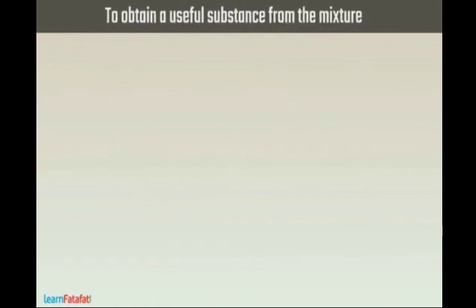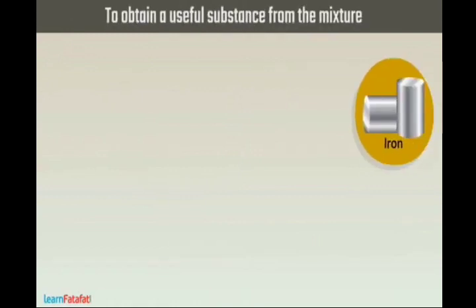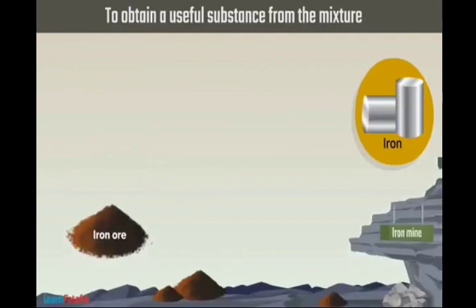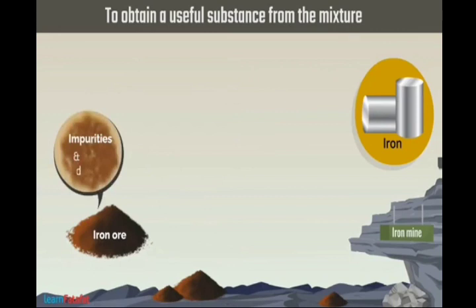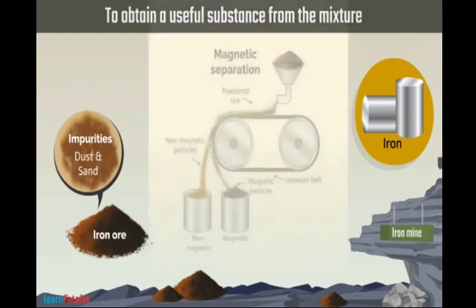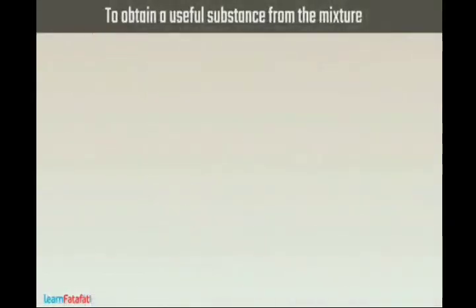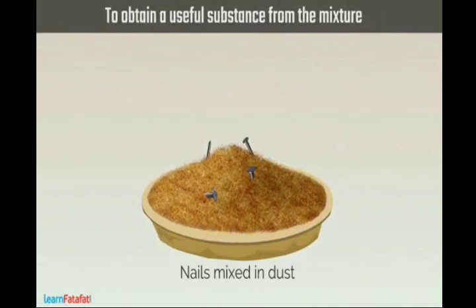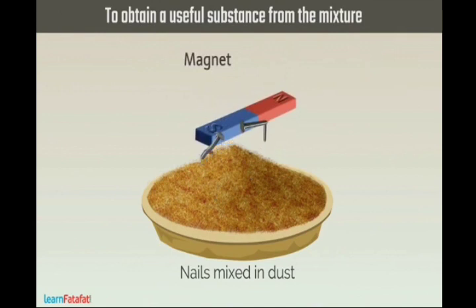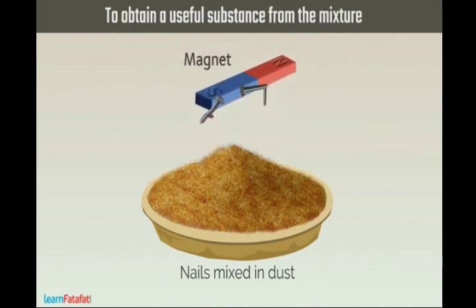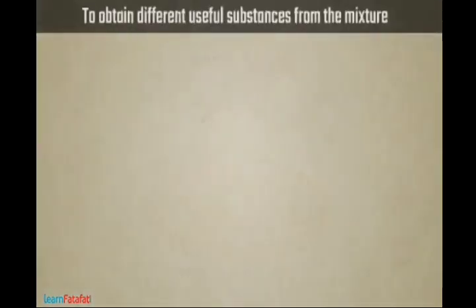To obtain useful substances from a mixture, which methods can be adopted? If you want to separate iron from iron ore, iron is mainly obtained from iron ore, which contains impurities like dust, sand, etc. Which methods are used to separate iron? You can use magnetic separation, where iron is attracted by a magnet. Here I can show you a simple activity. A nail is mixed with dust. So the nail can be separated by using a magnet. Since the nail is made up of iron, you can use a magnet for the separation from this mixture. This is magnetic separation.